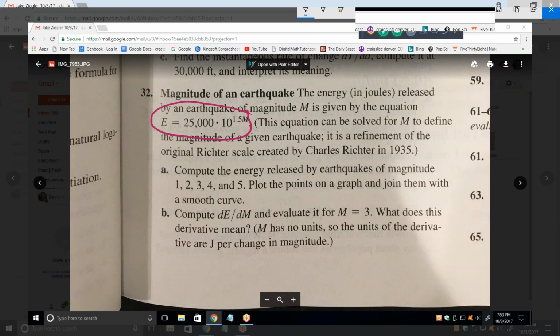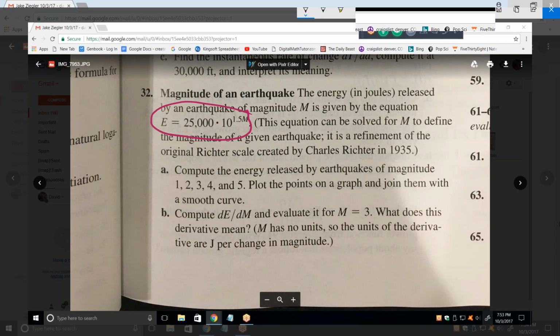It is a refinement of the original Richter scale created by Charles Richter in 1935. Okay. Compute the energy released by earthquakes of magnitude 1, 2, 3, 4, and 5. Plot the points on a graph. Join them with a smooth curve.